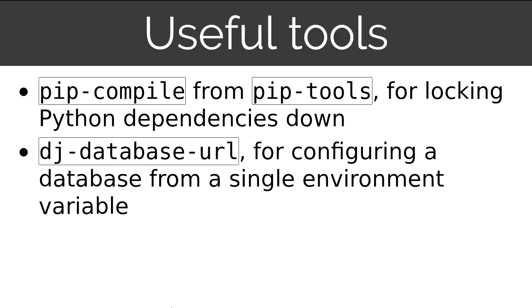dj-database-url, if you're running Django, just allows you to configure your database with a single string instead of the 4 or 5 or 6 that you need to connect to your host. So it makes configuring with environment variables very easy.